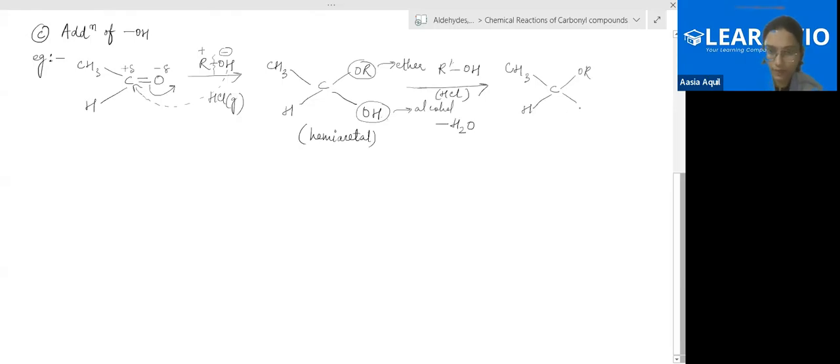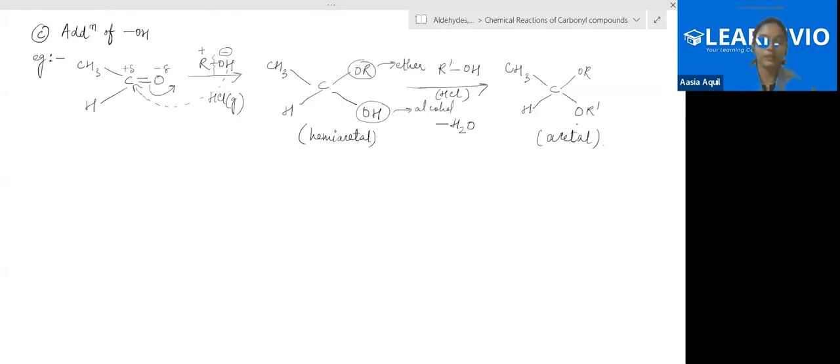This H will be removed and R dash will form. This is your acetal. Again, I'm repeating that aldehydes, when they react with one equivalent of monohydric alcohol in the presence of dry HCl gas, give you hemiacetal, which on further reaction with one more molecule of alcohol gives acetal. Got it?